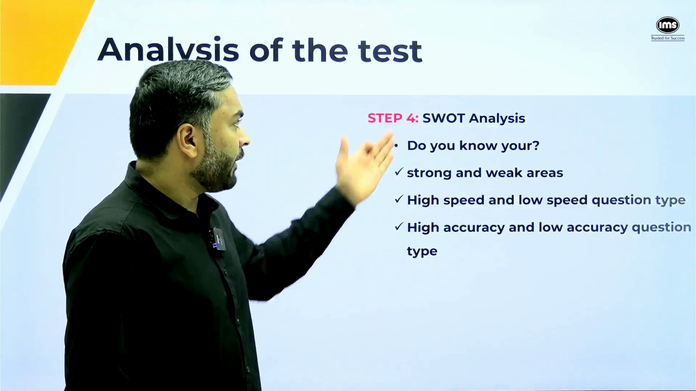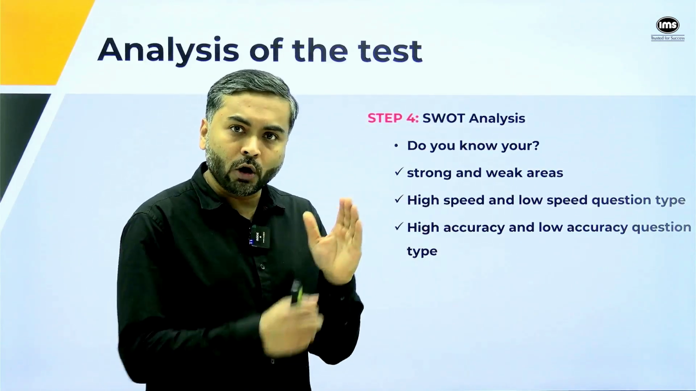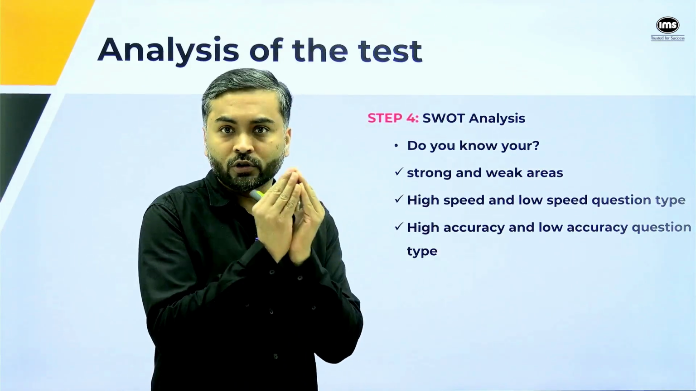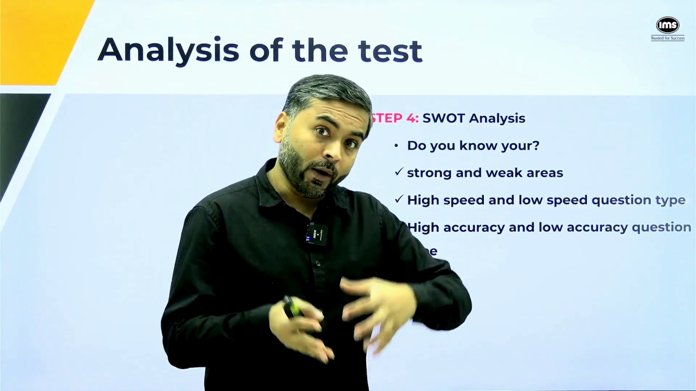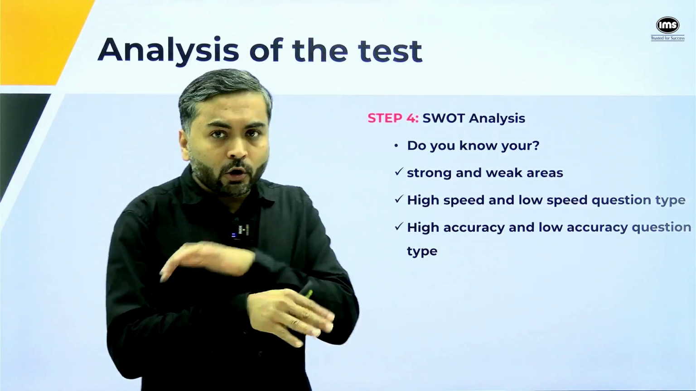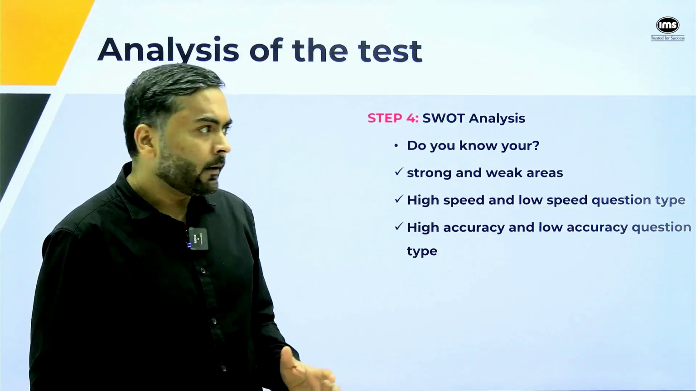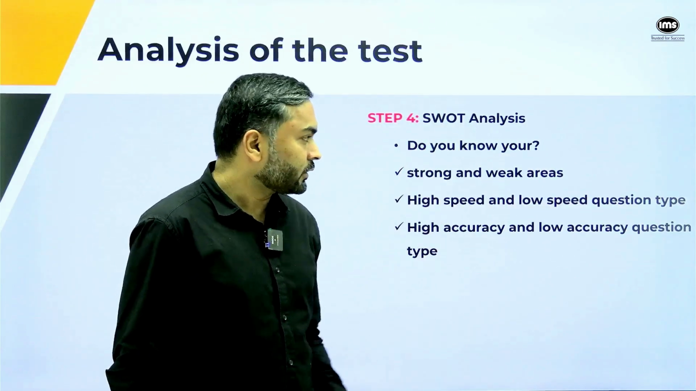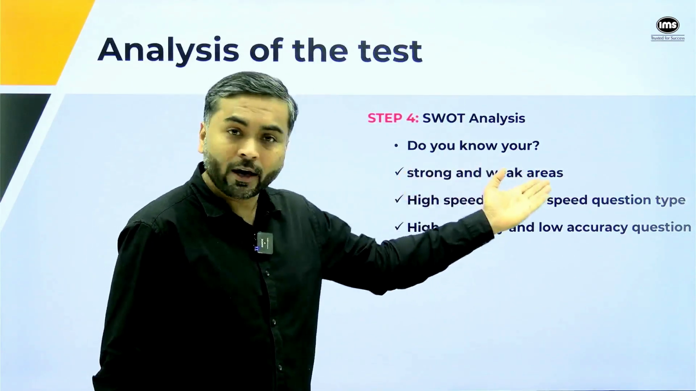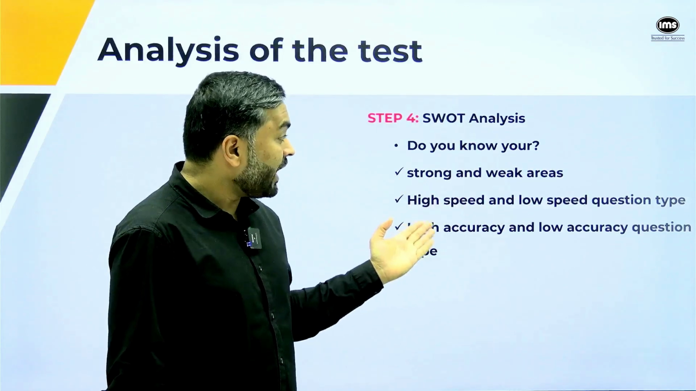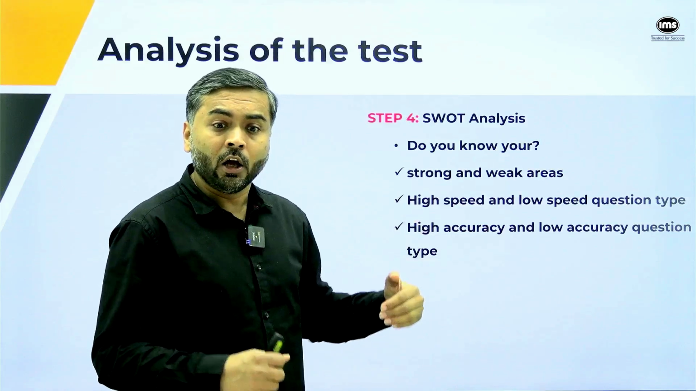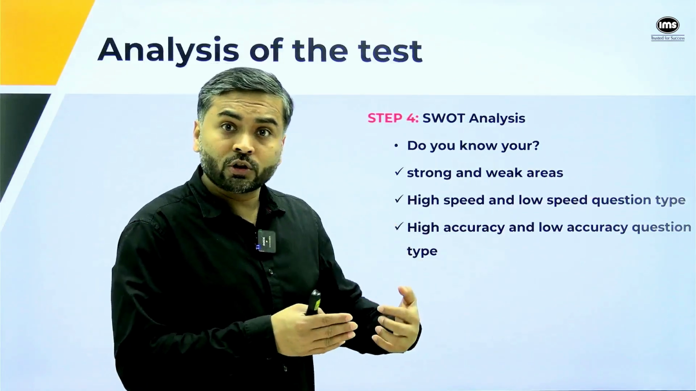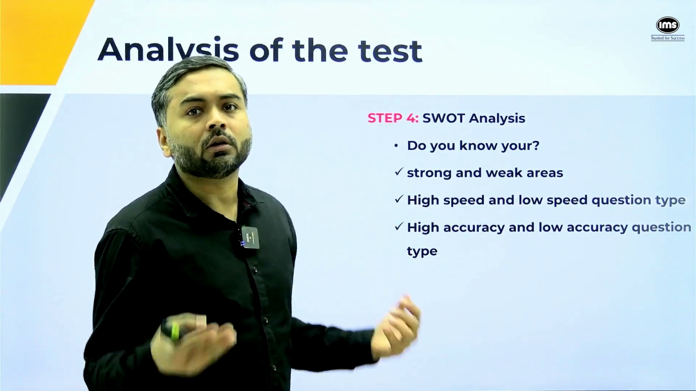Now, step 4, the most crucial part. After you have attempted and analyzed the questions that you attempted correctly, the questions that went wrong and the questions that you skipped, after you have done the complete thorough analysis, you need to do the SWOT analysis. You need to identify your strong and weak areas. You need to figure out the high speed and the low speed question types, because that will help you understand whether you should be attempting a question in the first round, second round, or the third round.